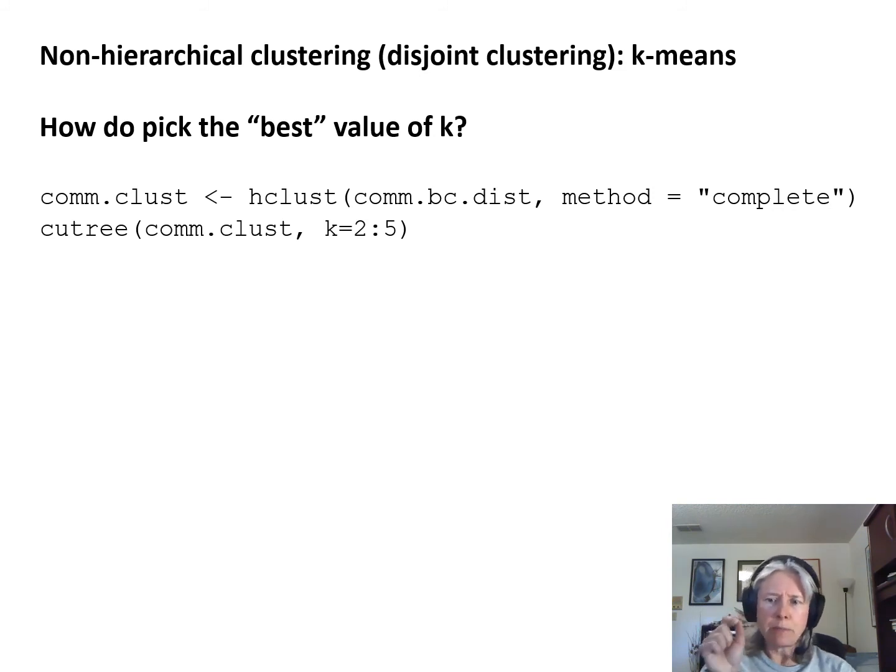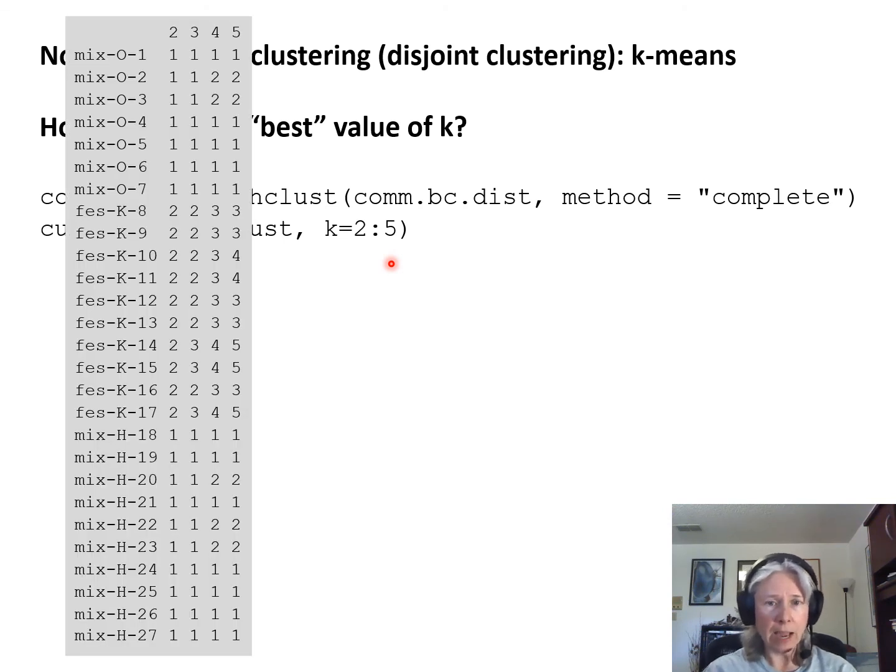Go back to your distance matrix and create a hierarchical cluster object. So in our case, here is our distance matrix, and we use this command to create a hierarchical cluster object that you can then cut into different numbers of clusters. In this example, I chose to examine between 2 and 5 as the possible number of clusters present in the grassland community data. And this is the output that you get.